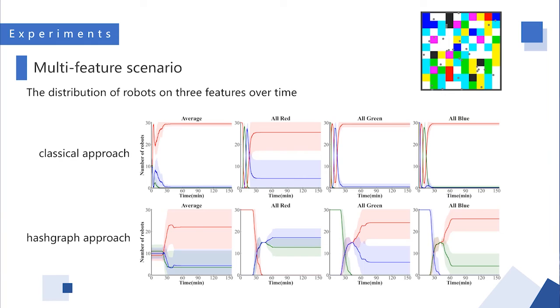On the contrary, the curves of the Hashgraph approach are much more stable and fluctuate in a small range. This is due to the common knowledge achieved by Hashgraph. Despite the limited communication range and the dynamic network topology, Hashgraph can still help robots achieve common knowledge to coordinate their actions well on the swarm level.